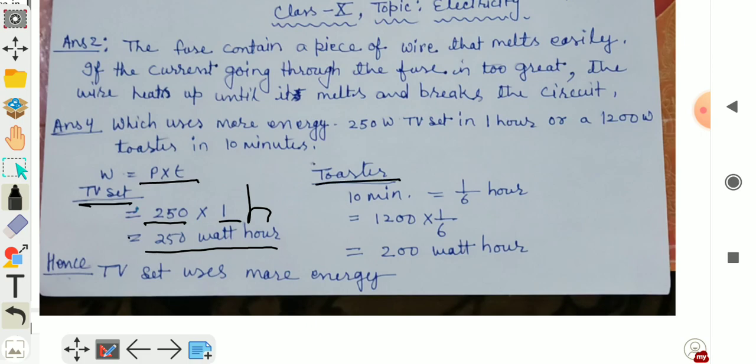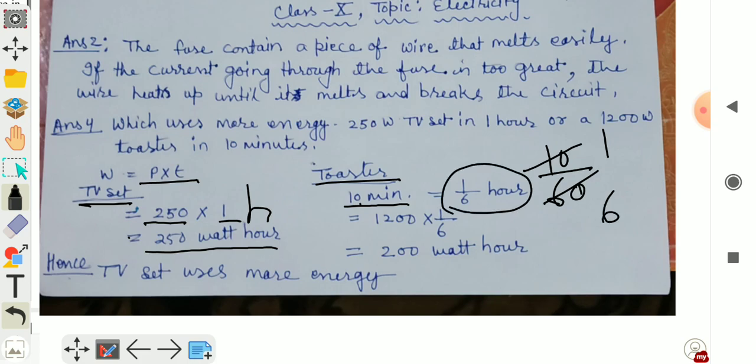In case of toaster, time is given in minutes, so we have to convert this minute into hour. 10 upon 60, so 1 upon 6 hours. 10 minute is equal to 1 upon 6 hours. When we multiply 1200 into 1 upon 6, then we get 200 watt hours. So TV set uses more energy as compared to the toaster.